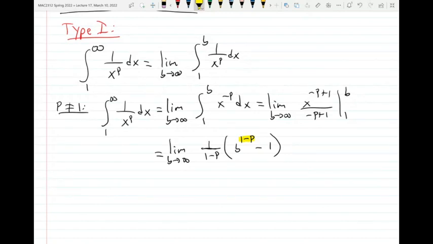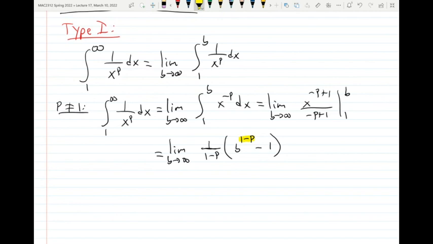When p is bigger than 1, 1 minus p is negative. So this is really a 1 over something, right? So you will have a 1 over infinity, because p goes to infinity. So this part goes to 0, so it's going to converge to negative 1 over 1 minus p, or if you want, 1 over p minus 1. Okay? So the moral of the story, I'm going to write all this.